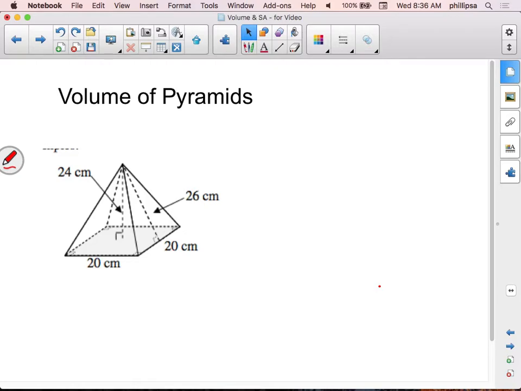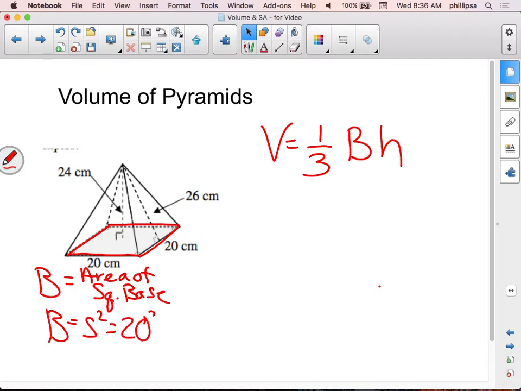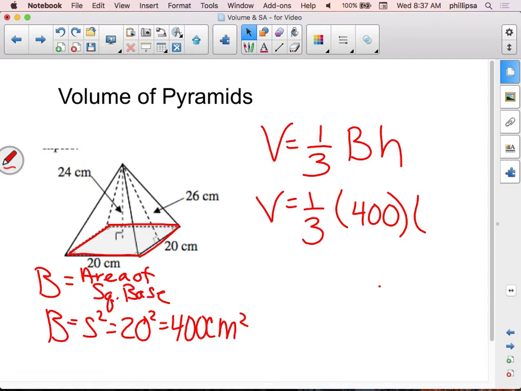Okay, so a square pyramid is going to have a square base. So I'm going to start this the same way. Of course, I do have that 1/3 in front, but I'm going to worry about that later, not now. Okay, where the big B is the area of the base, right? Here it would be the area of a square base. So it would be side squared, or length times width, or base times height. Either way, 20 squared is 400. So 400 centimeters squared. Okay, so now I have 1/3 of 400 and the height of the pyramid.